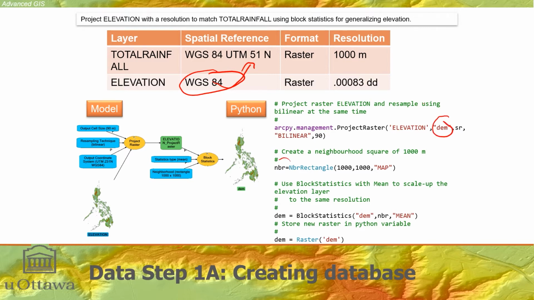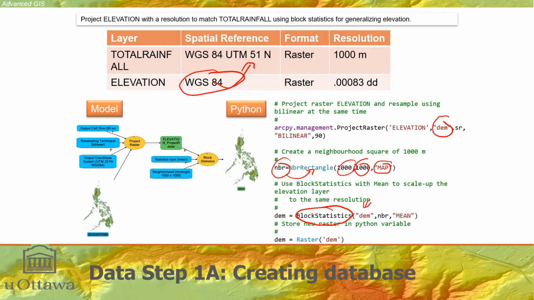Then we make a neighborhood object, which you've seen before. In this case, instead of a circle, it'll be a rectangle of 1 kilometer by 1 kilometer in map units. Once we have the neighborhood, we have our DEM here. We can then use Block Statistics to look within each 1,000 by 1,000 meter block and take the average of the values of all the cells that it finds in there. So Block Statistics input is the DEM.